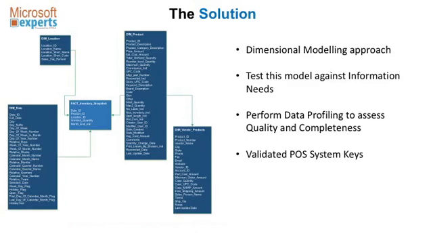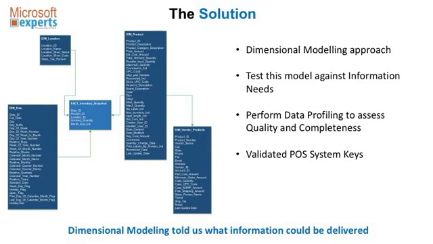We also, in that process, did what we call data profiling, which is understanding the quality of the data and completeness. And because it was a POS system, we put a lot of emphasis on understanding what the system keys are, or how that data is integrated in the POS system, so that we could understand how we could leverage that in the data warehouse solution. So in short, dimensional modeling was used to help us understand what information could be delivered.